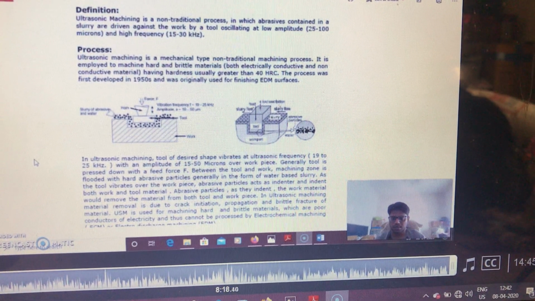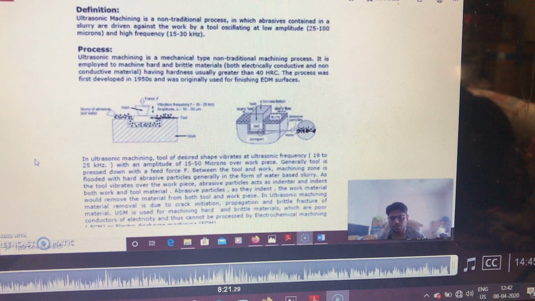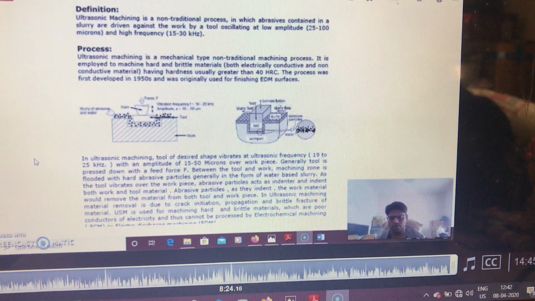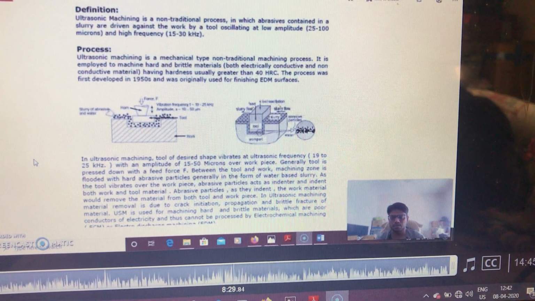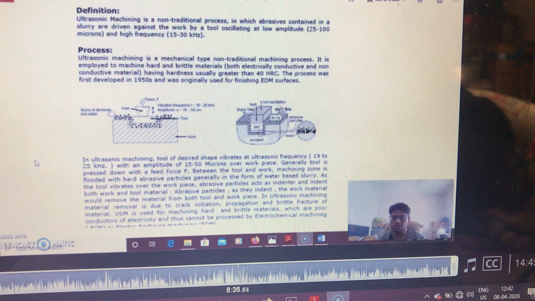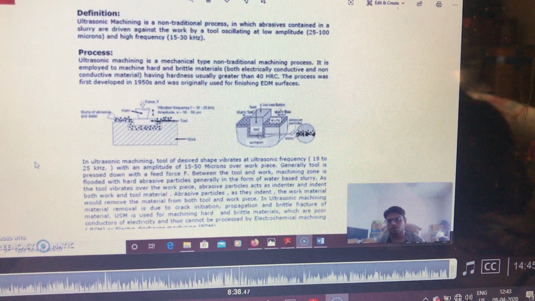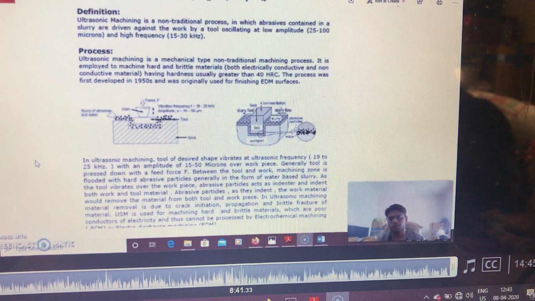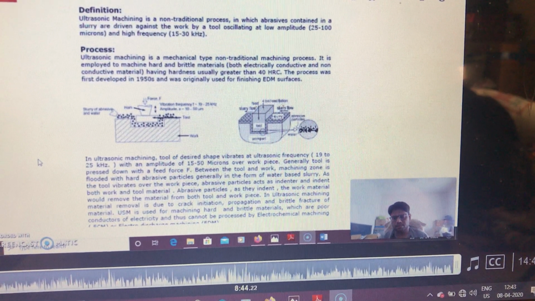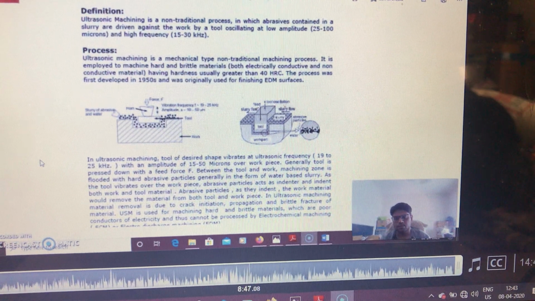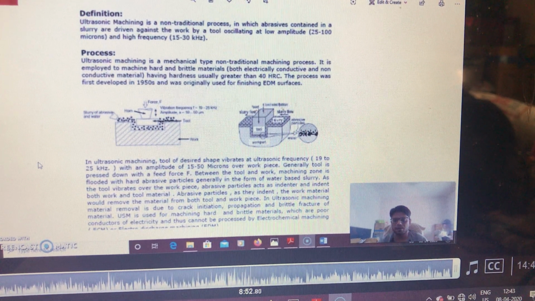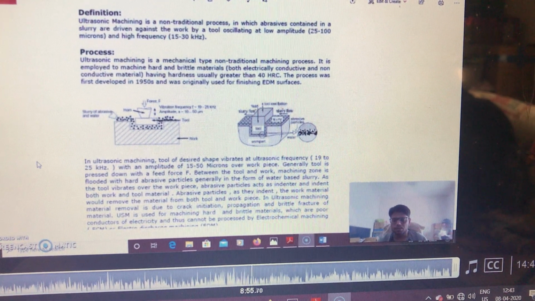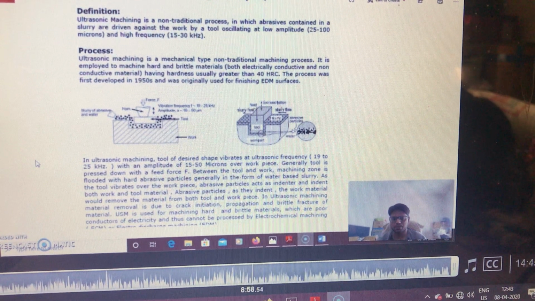That energy will transfer to the abrasive particles. If we consider some loss of energy, the abrasive particles also have the same frequency, suppose 20,000 hertz. Now the same frequency will transfer to the workpiece. What will happen? Due to the machining action, the upper part of the workpiece surface will be removed gradually with the help of the erosion process.